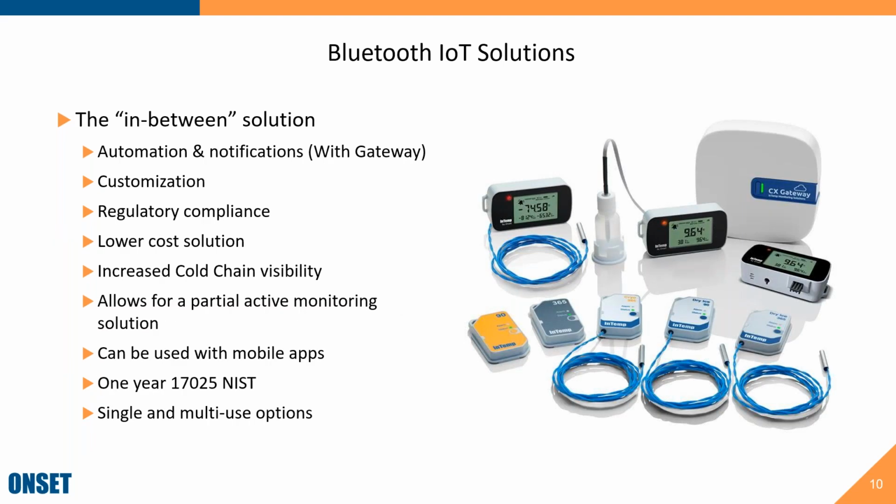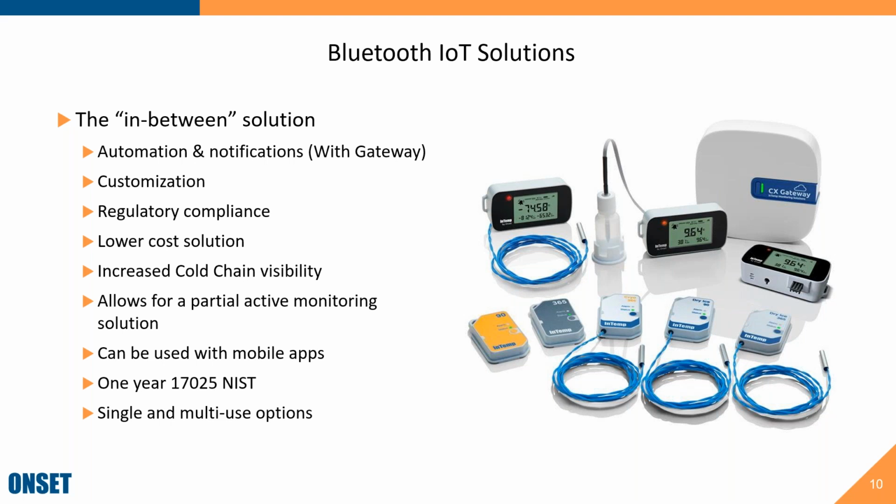So going into the solutions in detail a bit more, we're going to start off with our Bluetooth solutions. And again, I refer to this as the in-between solution on both price and visibility. So still low cost option with a ton of value, and allows for more visibility than a standard USB logger. You get automation with the gateway. So again, automatically configure, start, download, send data, and get reports. And you can use the notifications to know when an alarm is occurring or when a download occurred. And then with that notification, you'll get an email with a report directly in it. So you don't even need to go to the cloud platform to pull the report. You can get that automatically.